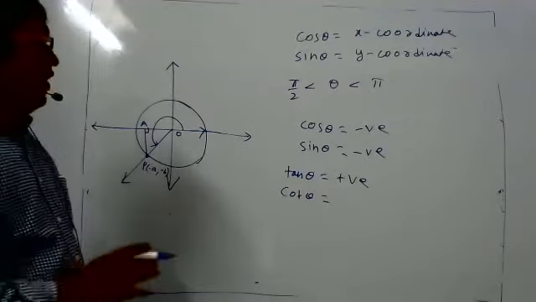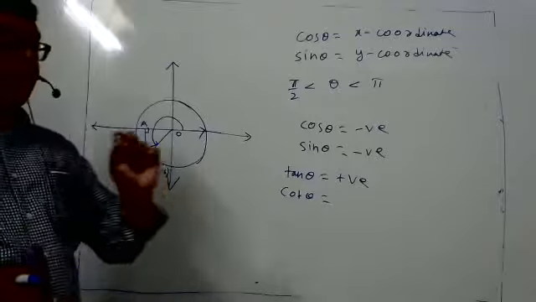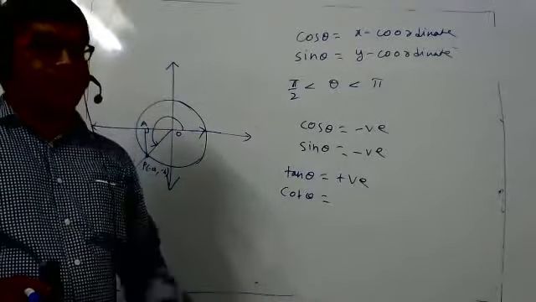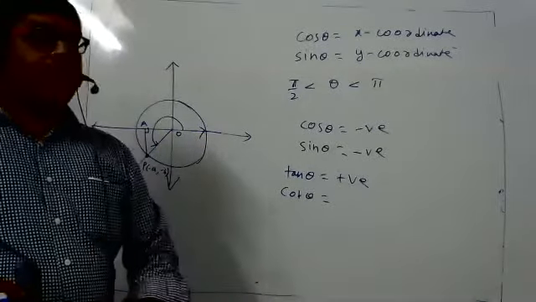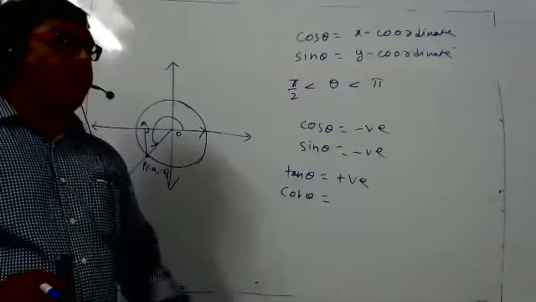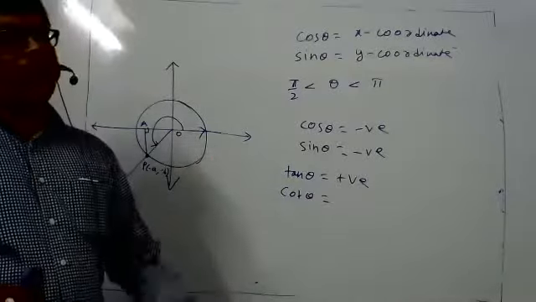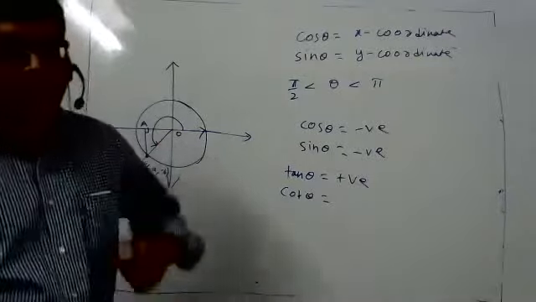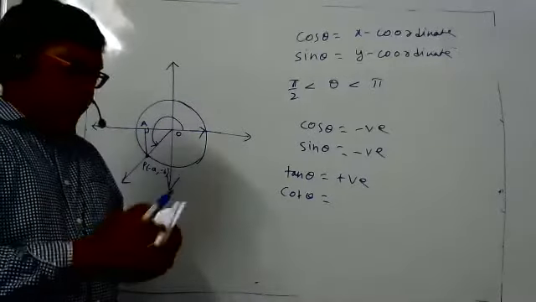Moreover, if you are not understanding a little here and there, at least learn the result. First quadrant: all trigonometric ratios are positive. Second quadrant: sin theta and cosecant theta are positive, the remaining are negative. Third quadrant: tan theta and cot theta are positive, the remaining are negative. Fourth quadrant: cos theta and secant theta are positive, the remaining are negative. You at least learn this much. Usually that is useful.